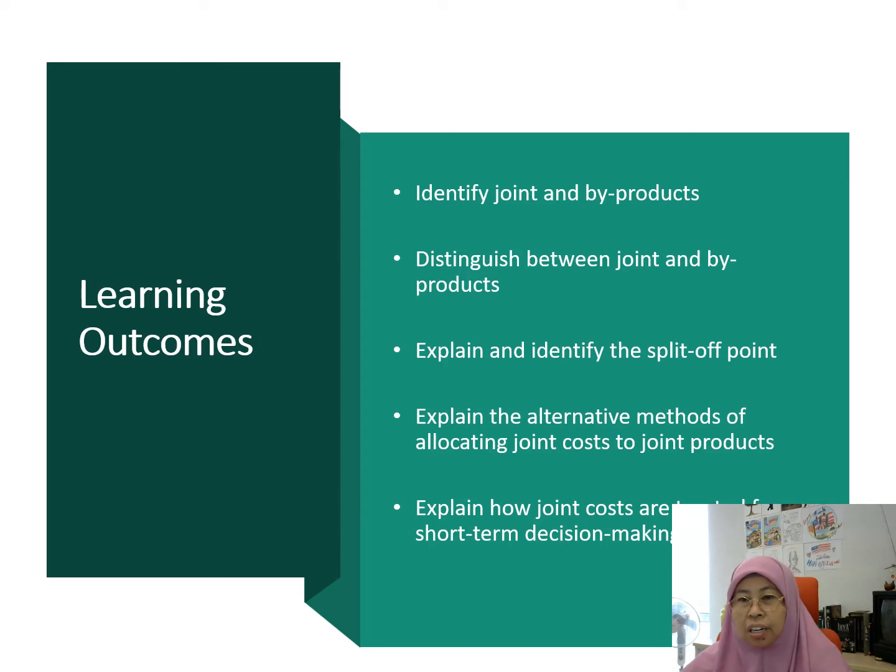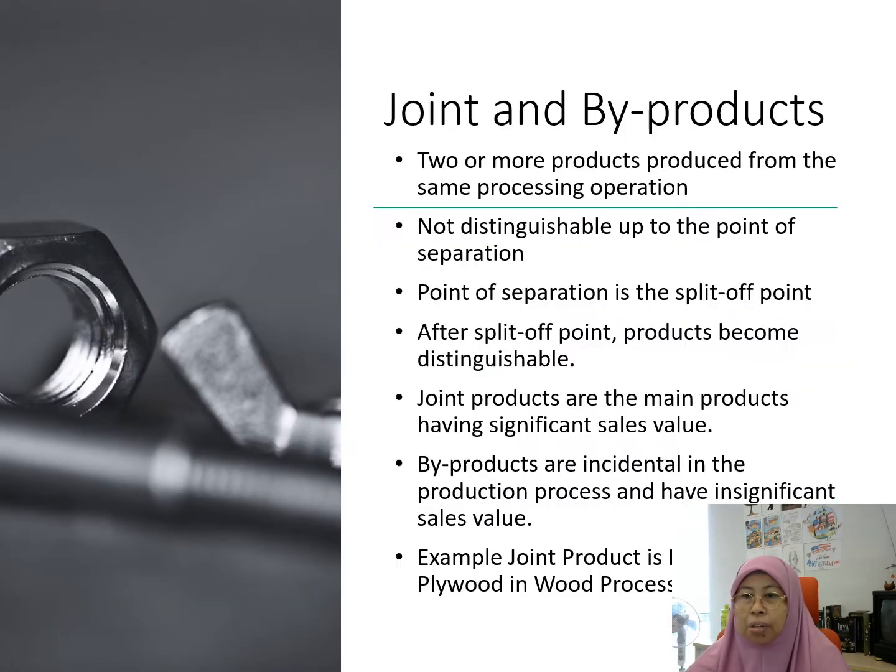Okay, so in these lessons, we are learning to identify joint and by products, distinguish between the joint and by products, explain and identify the split off point, explain the alternative methods of allocating joint costs to the joint product, and explain how joint costs are used for short-term decision making.